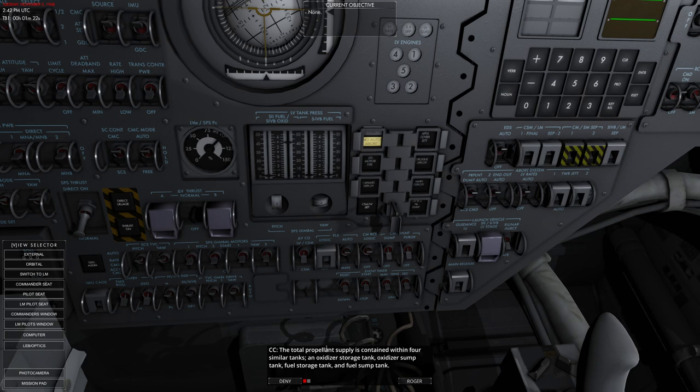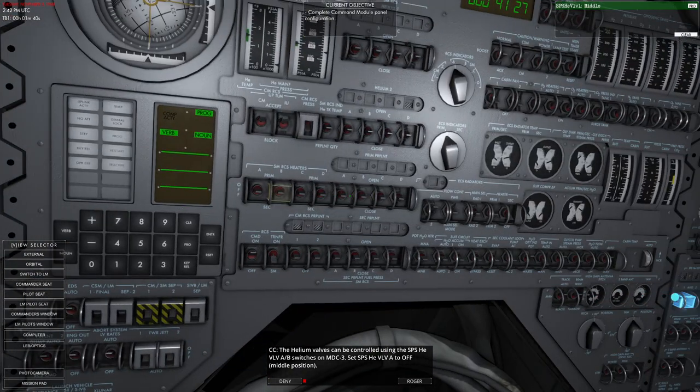Okay. The total propellant supply is contained within four tanks: an oxidizer tank, an oxidizer sump tank, makes sense, a fuel storage tank, and a fuel sump tank. It is pressurized with helium at 175 psi to push the substances into the thrust chamber. So it's a pressure-based system, okay? The helium valves can be controlled by the SPS valve A/B switches on the MDC-3.